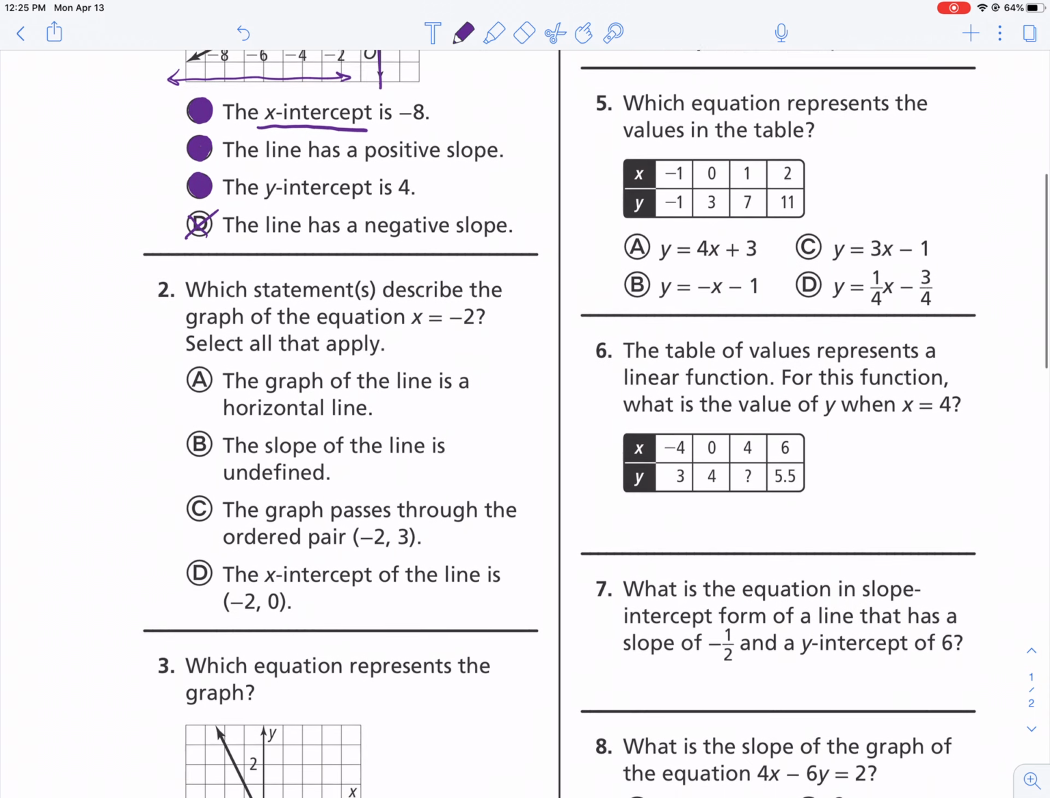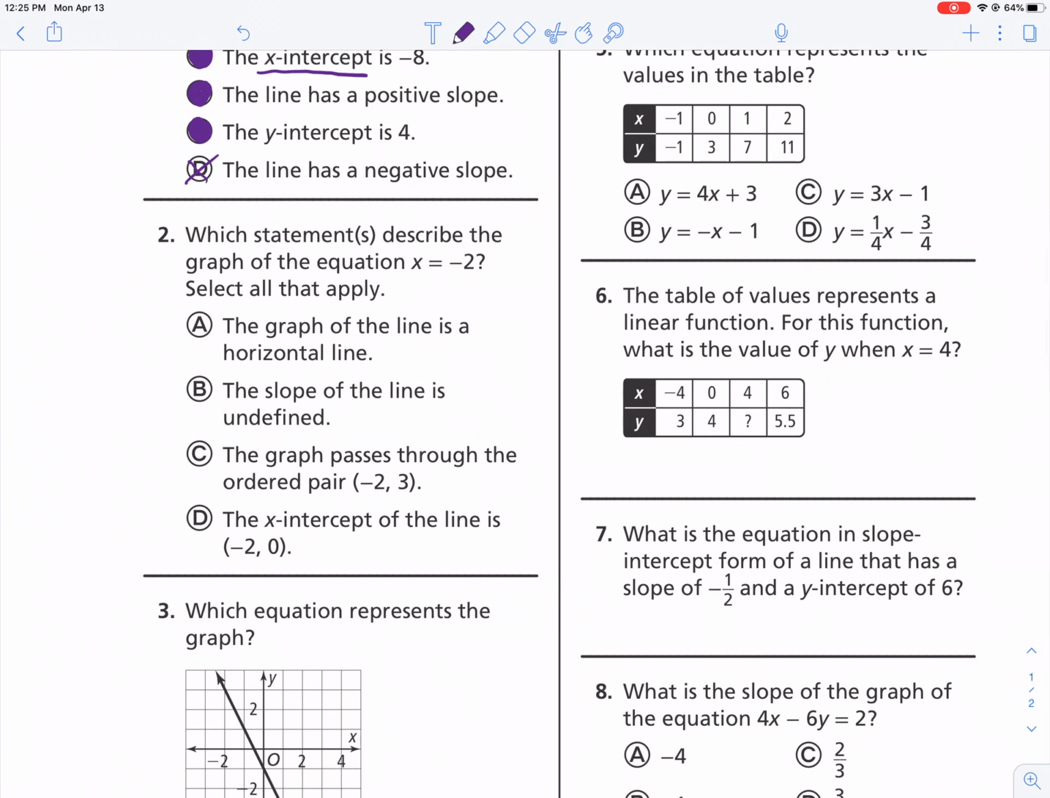Okay, looking at number 2, which statement describes the graph of the equation x equals -2? Now, if you remember, when we graph these lines that look like x equals -2, I'm going to go here to -2, it's saying x is -2, so if we remember on the x-axis at -2 is here, but x equals -2, let's use a different color, is going to be a vertical line where every single value on that line has an x value of -2.